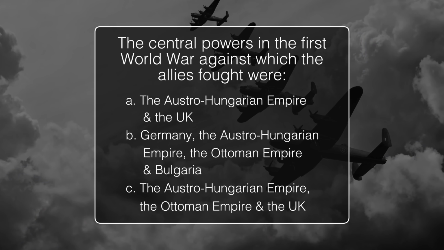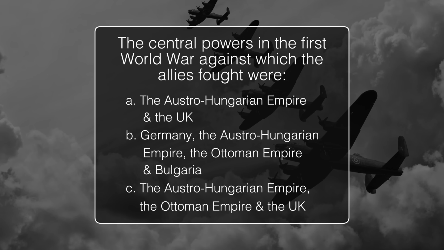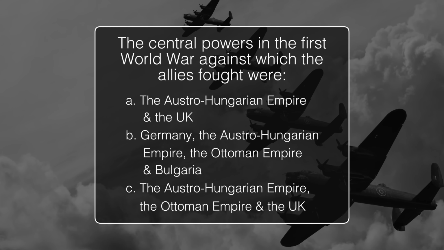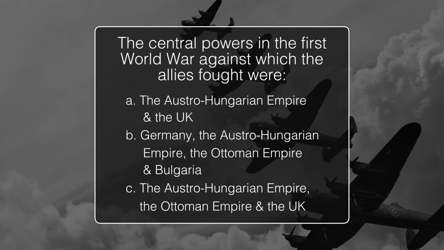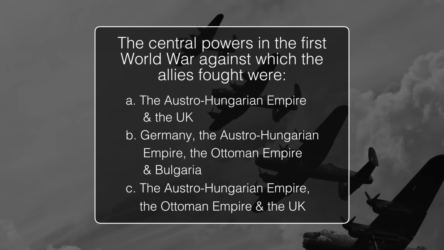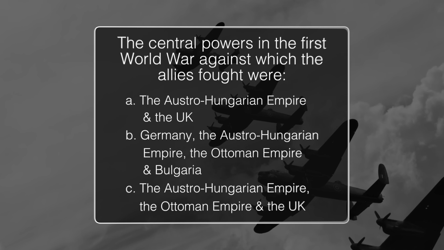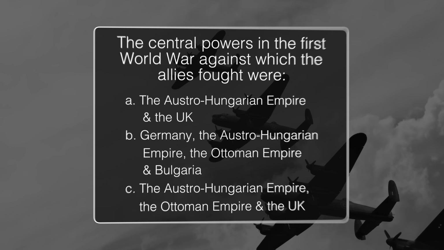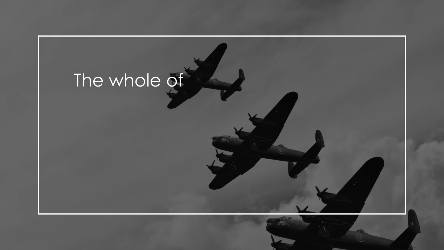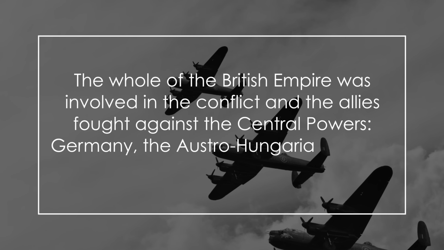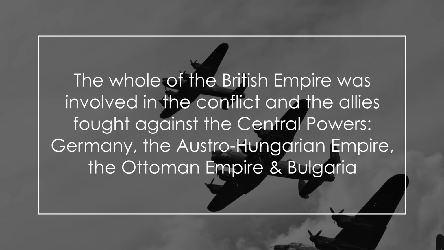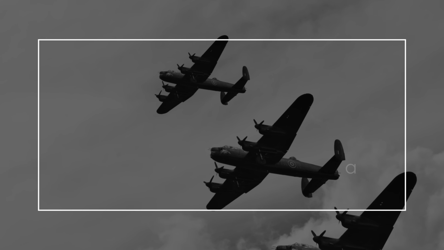The Central Powers in the First World War against which the Allies fought were the Austro-Hungarian Empire and the UK, Germany, the Austro-Hungarian Empire, the Ottoman Empire and later Bulgaria, or the Austro-Hungarian Empire, the Ottoman Empire and the UK. The answer is Germany, the Austro-Hungarian Empire, the Ottoman Empire and later Bulgaria. The whole of the British Empire was involved in the conflict, and the Allies fought against the Central Powers. These were mainly Germany, the Austro-Hungarian Empire, the Ottoman Empire and later Bulgaria.